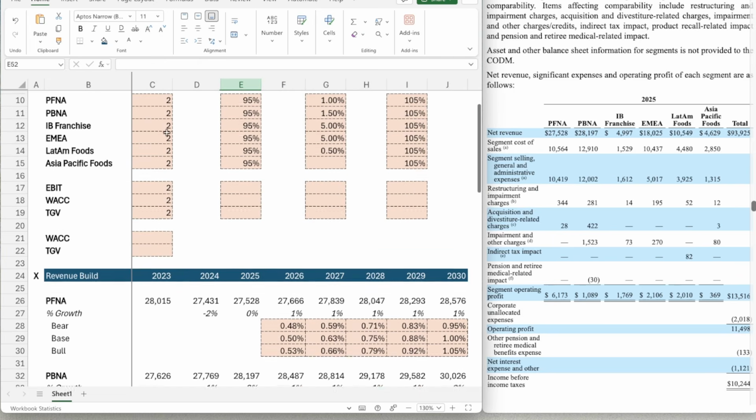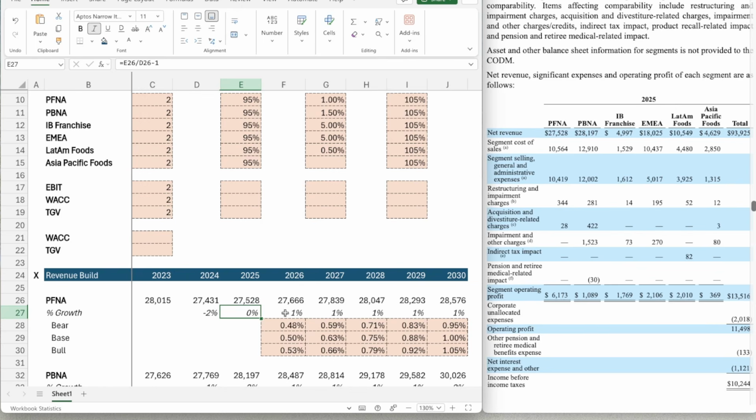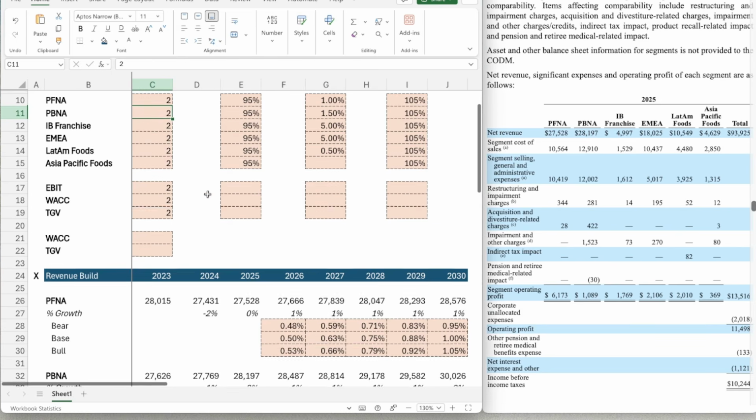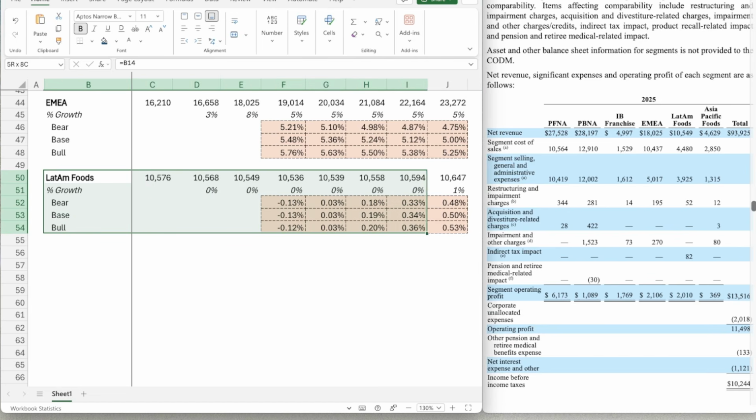I'll show you quickly just how the switches work. So let's do it for North America. This is the base case. Just remember this last figure, 28,576. If we go bearish, we see it comes down a bit. If we go bullish, it comes up. And we can play with all of them depending on how we think they're going to perform over the duration that we're projecting.